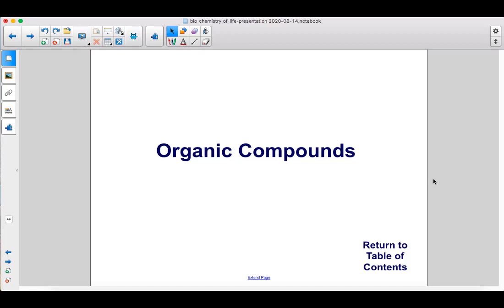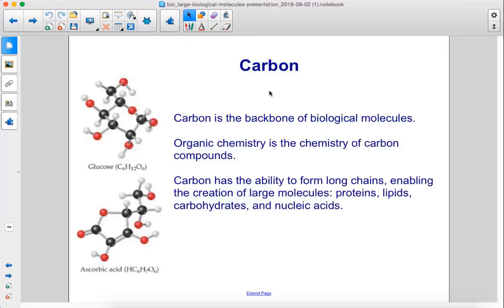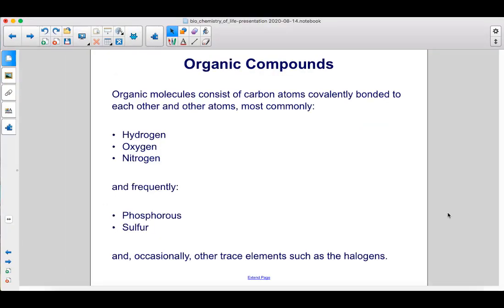Organic compounds. Carbon. Carbon is the backbone of biological molecules. Organic chemistry is the chemistry of carbon compounds. Carbon has the ability to form long chains, enabling the creation of large molecules: proteins, lipids, carbohydrates, and nucleic acids.